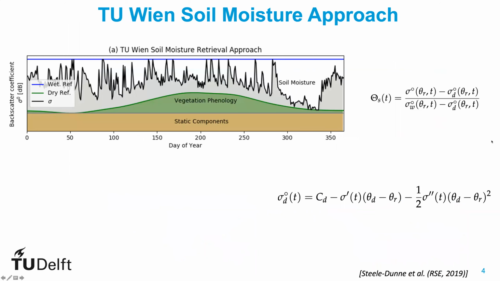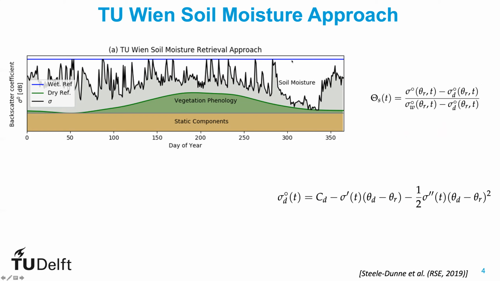In the TU Vienna soil moisture retrieval approach, the backscatter in decibels is assumed to be linearly related to the surface soil moisture. Soil moisture in the surface layer is given by this expression, where sigma naught is the backscattering coefficient at some reference angle, and sigma wet, sigma W, and sigma D are the wet and dry references at that incidence angle. The wet reference is indicated in blue in this figure.